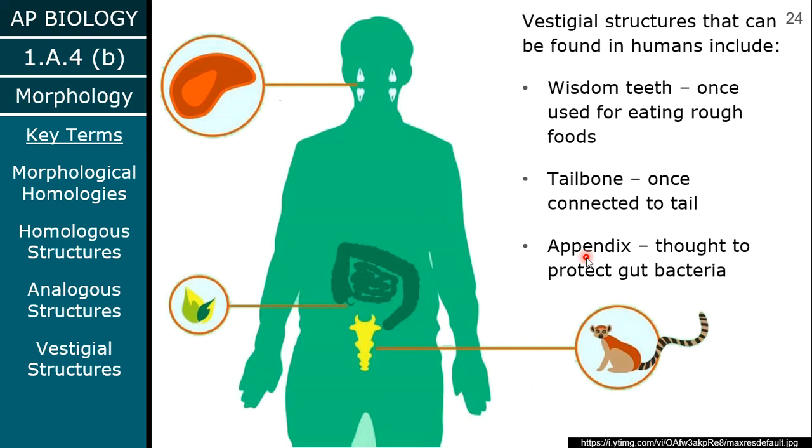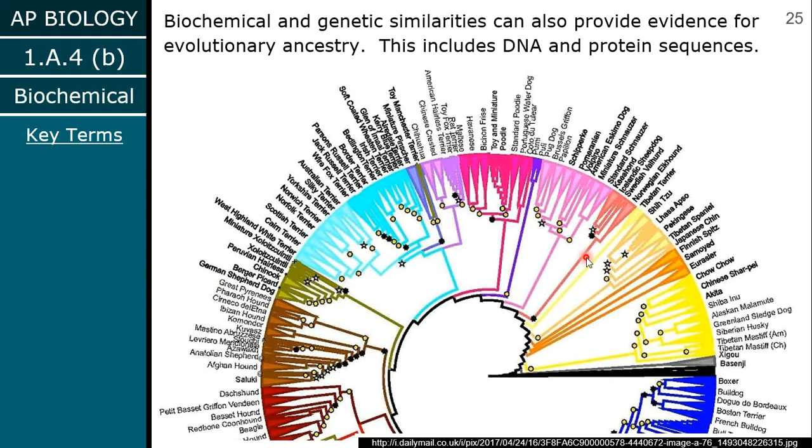And so the appendix is actually thought to house some good bacteria so that if you do need to recolonize your gut at all, those bacteria can come in and do that for you. So it's an interesting little aside that maybe the appendix served one purpose before and has now been co-opted to serve a new purpose, but it's all relatively recent, so it's hard to say with absolute certainty at this point. But that takes us into biochemical evidence.